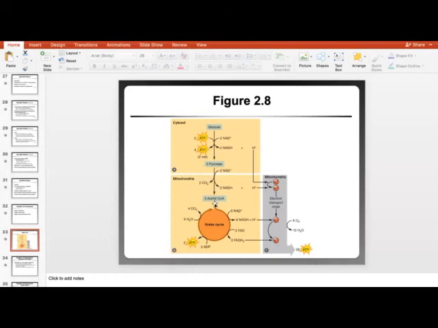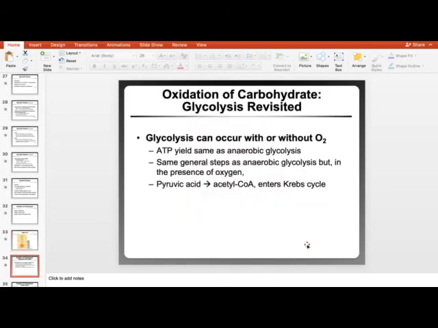The acetyl-CoA is going to go through the Krebs cycle. The Krebs cycle is going to make it so that these NAD and NADH molecules release hydrogen. These hydrogen ions are going to go through the electron transport chain. They're going to combine with oxygen and with water to create ATP. So like we said before, glycolysis can occur with or without oxygen. Fast glycolysis is the breakdown of sugar without oxygen, but slow glycolysis is the breakdown of sugar with oxygen.